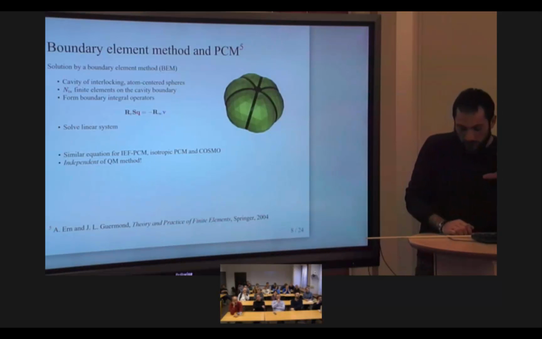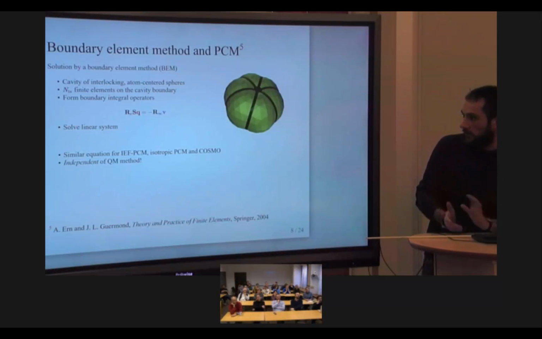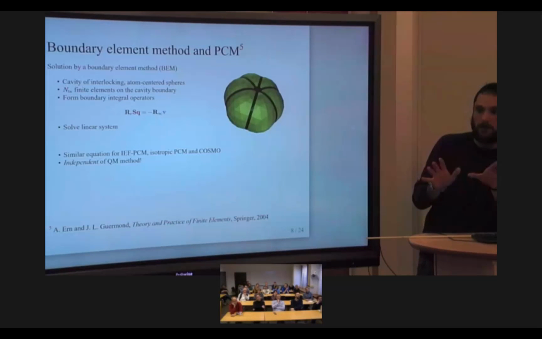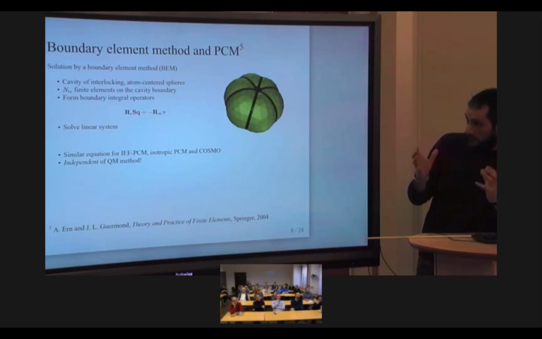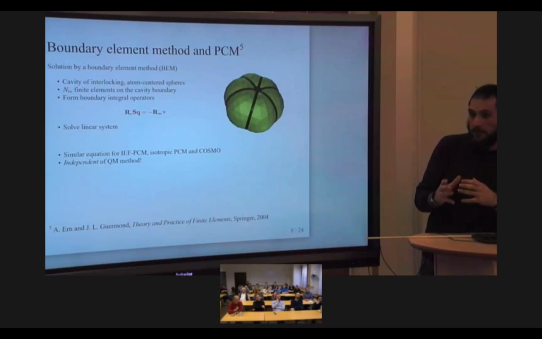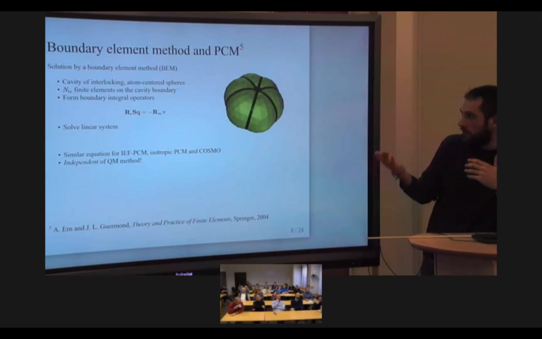So now we went from a set of differential equations defined in all space to an integral equation defined on a surface. So at this point, we have to find some way to solve this equation, and what we use is the same as a finite element method, but applied on the boundary of the cavity. So we first create the cavity, and this is made up of interlocking atom-centered spheres. As you can see, this is the case of benzene. We subdivide this surface into NTS small finite elements. We can either use spherical polygons or patches with other topologies.